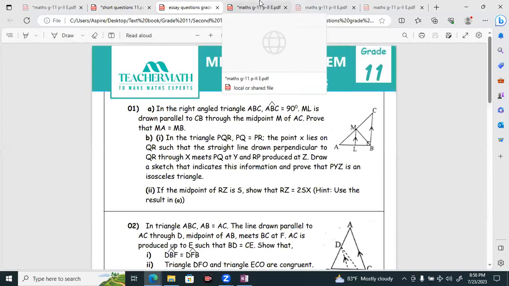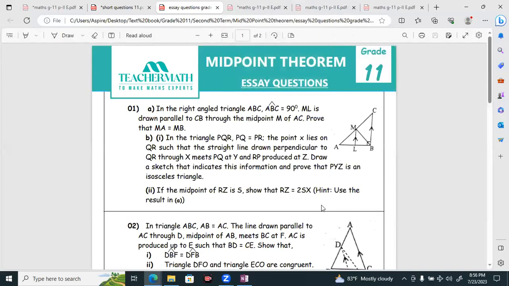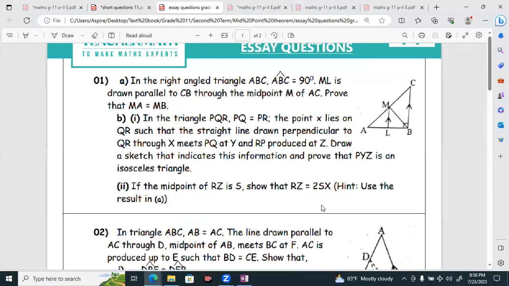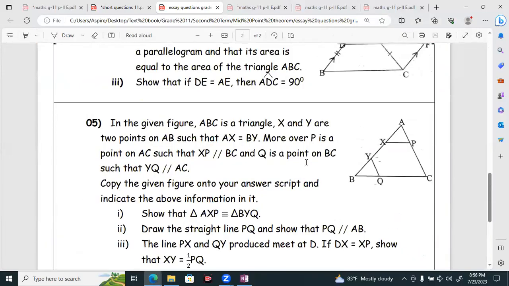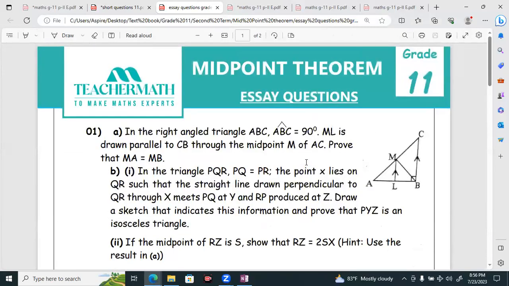Then we have to discuss the essay questions. Before that, I have sent you another unit test paper also. There are some short questions, I think 10 short questions, so you can try to solve them. Next week I will discuss essay questions in both the textbook and the tutorial, so don't miss it. By next week I'll finish the midpoint theorem and I will start the equiangular triangles the week after next.